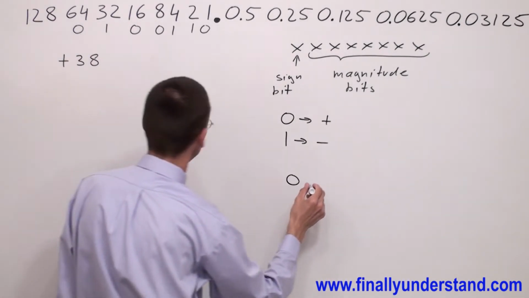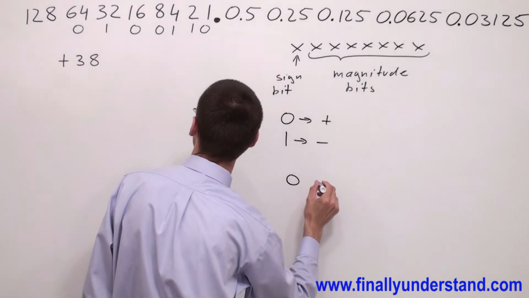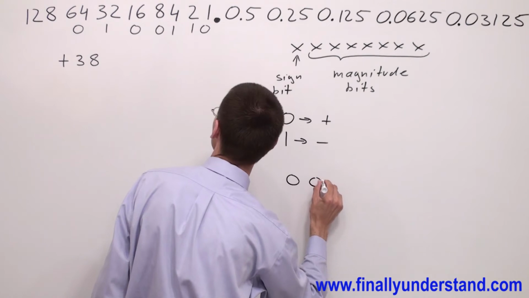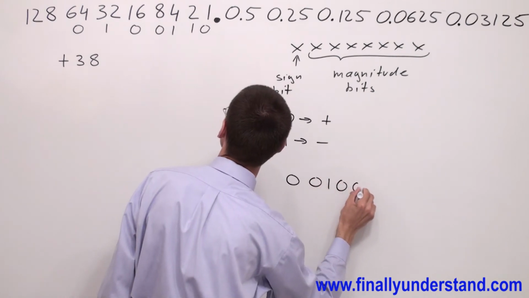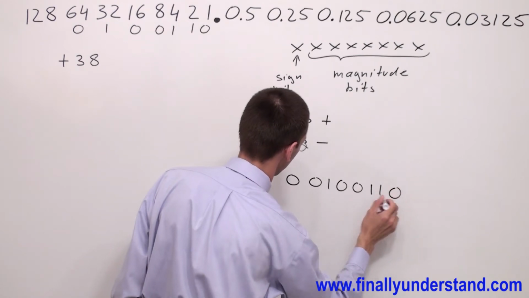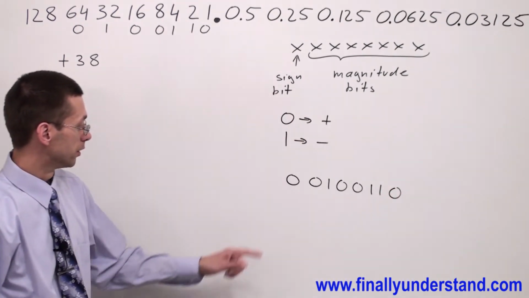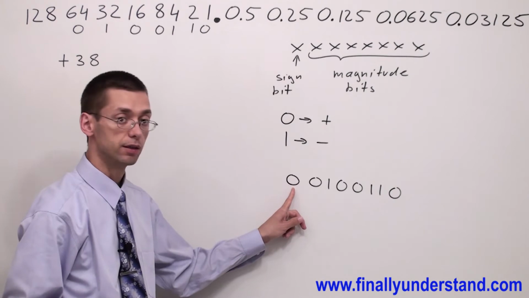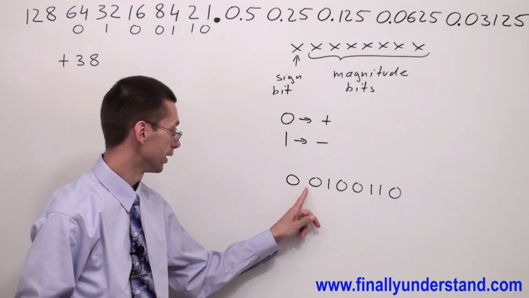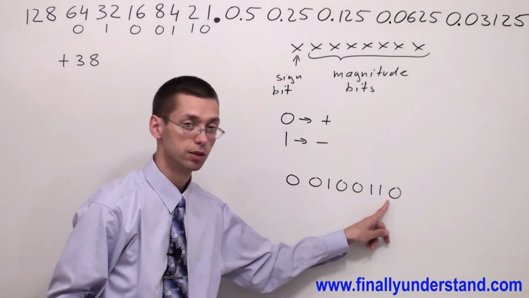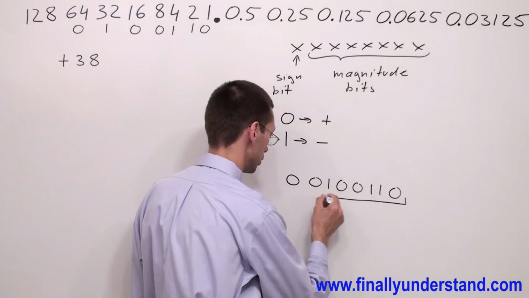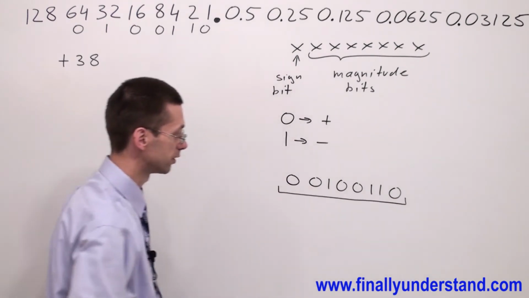And I'm supposed to simply copy down everything I have over here. So I have 0, 1, 0, 0, 1, 1, 0. The first bit is telling me that this is a positive number, and this is binary 38. So this is the solution to my problem. This is positive 38.